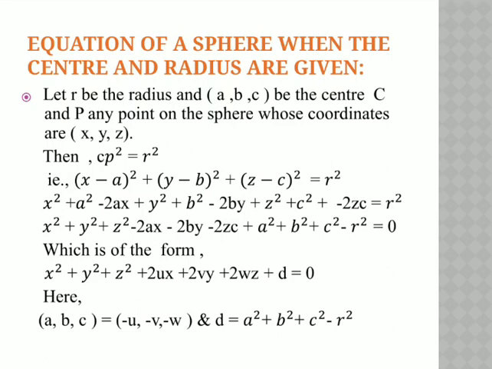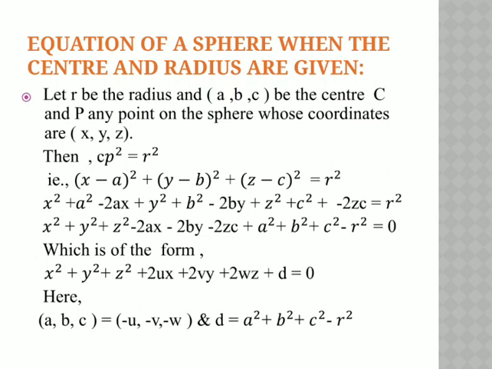That is, x minus a whole square plus y minus b whole square plus z minus c whole square is equal to R square. Now we expand using the (a minus b) whole square format. A minus b whole square is equal to a square plus b square minus 2ab. We rewrite: x minus a whole square is x square plus a square minus 2ax, y minus b whole square is y square plus b square minus 2by, and z minus c whole square is z square plus c square minus 2zc, equal to r square.